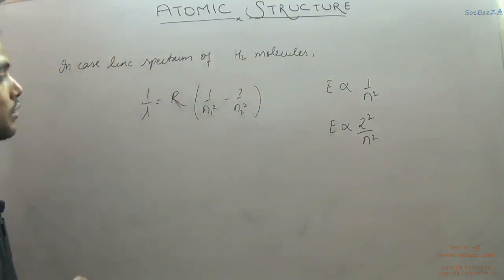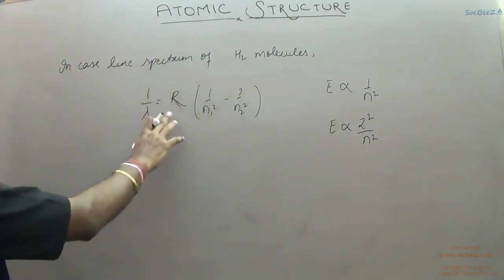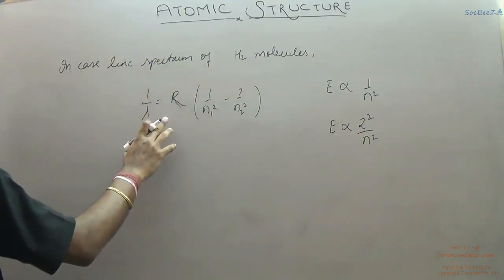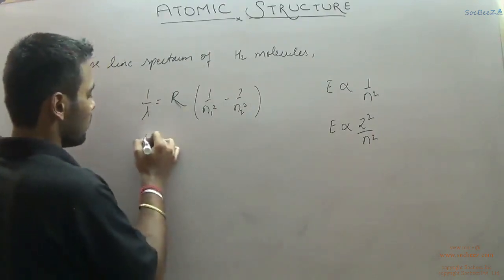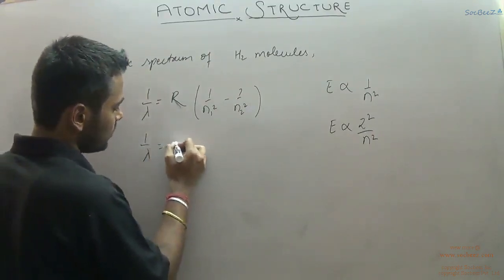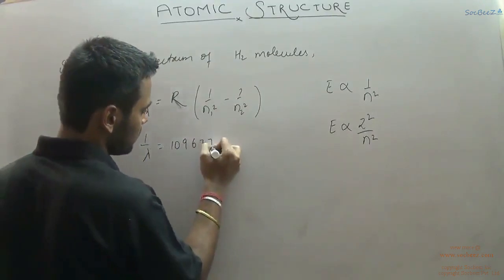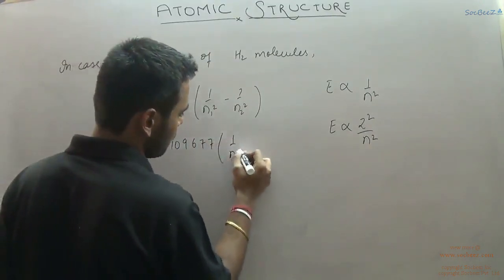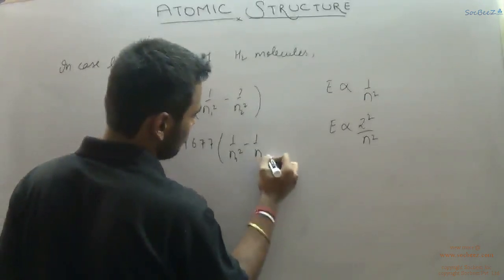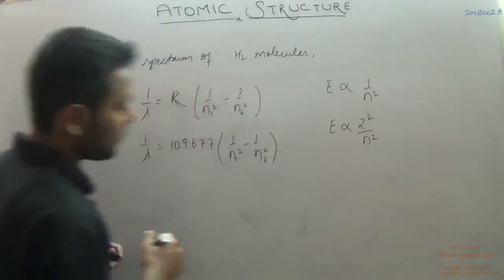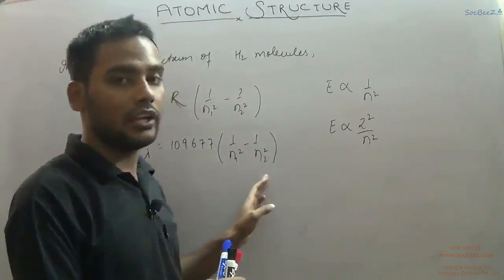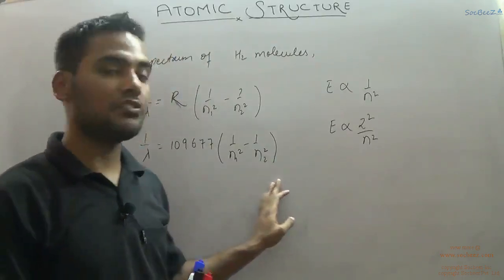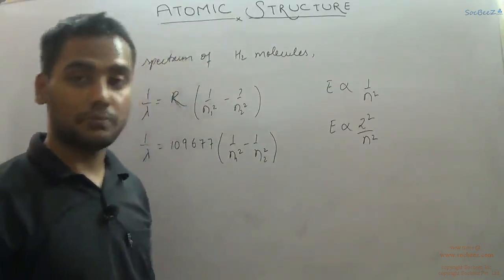Here 1 upon lambda, which is also known as the wave number, equals 109677 times 1 upon n1 square minus 1 upon n2 square. Depending on the values of n1 and n2, the spectrum falls in different regions of the electromagnetic spectrum.